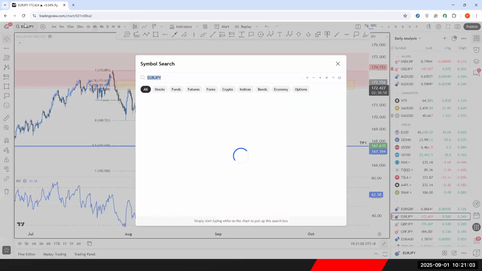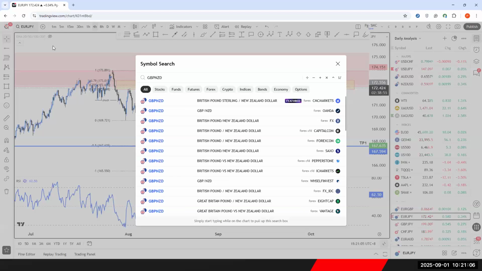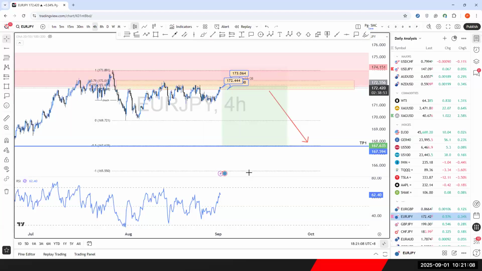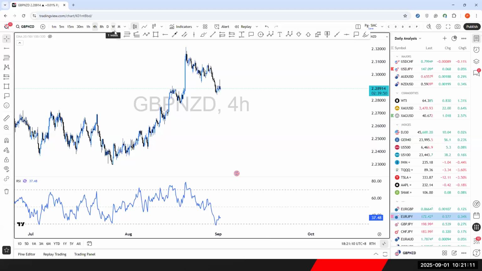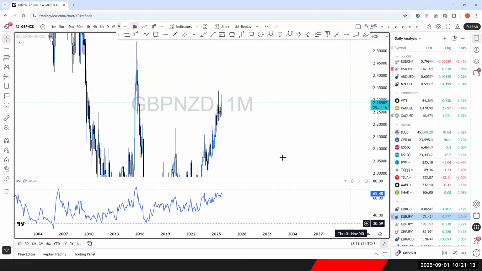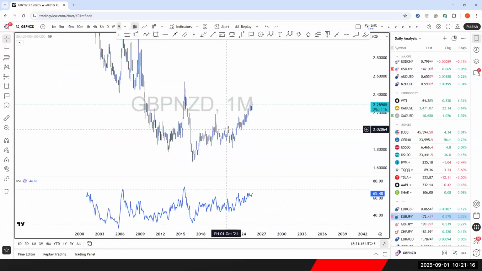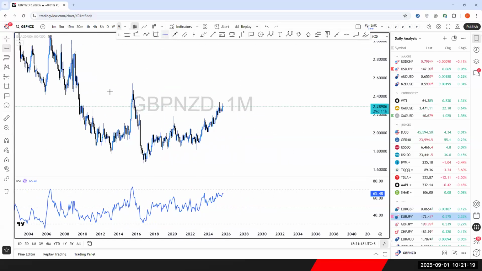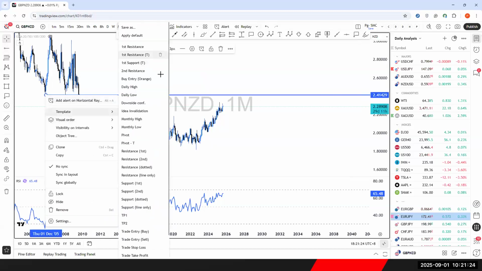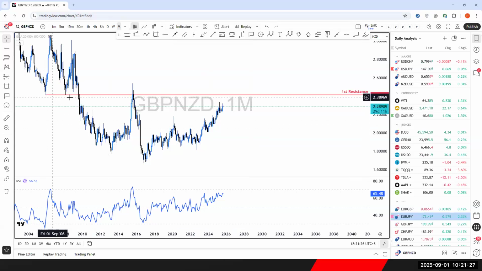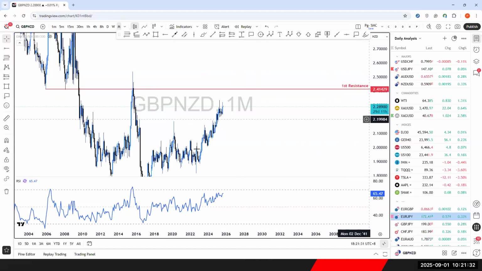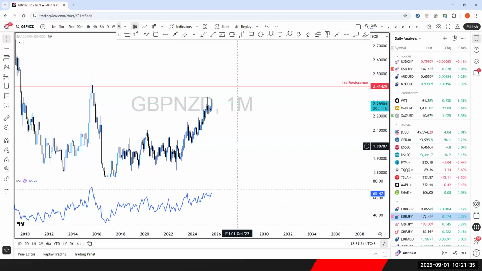GBP and NZD, GBP and NZD. You sell or you buy? Do you have any position? This is the first resistance level. Okay, this very nice overlap resistance level. Monthly. You buy both. You buy EUR, JPY, and you buy GBP and NZD, is it?